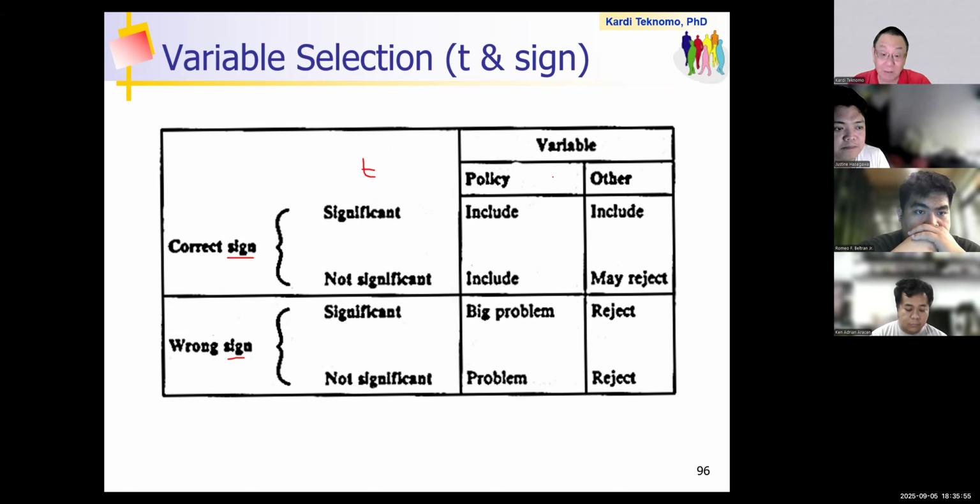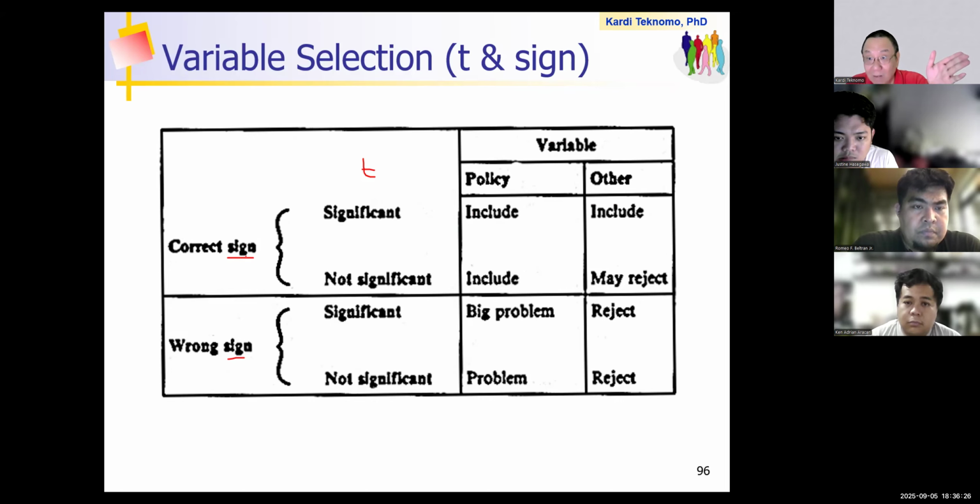Policy variable means the variable that you can control. As a planner, you want to control it. What are examples of policy variables? Cost, time, maybe the price, something that you can control. Now, if the sign of that variable is correct and significant, of course you include it.